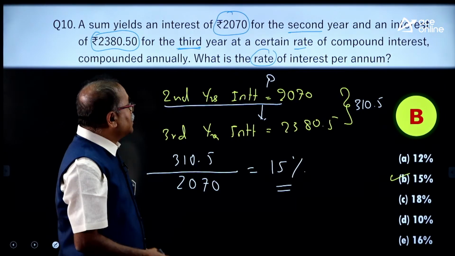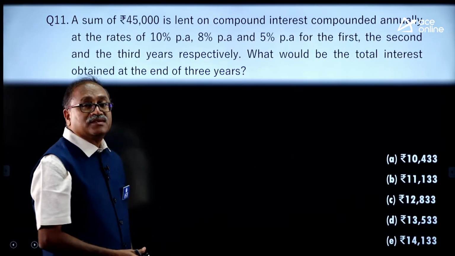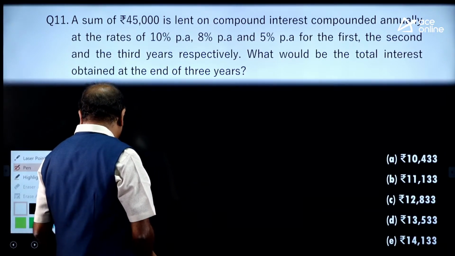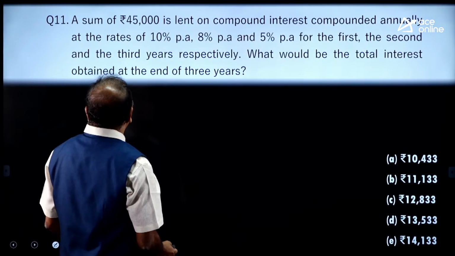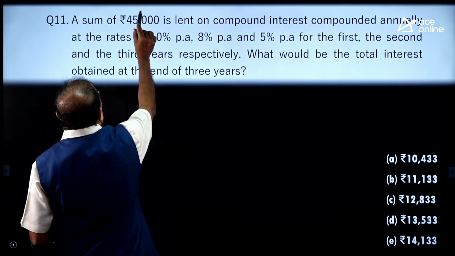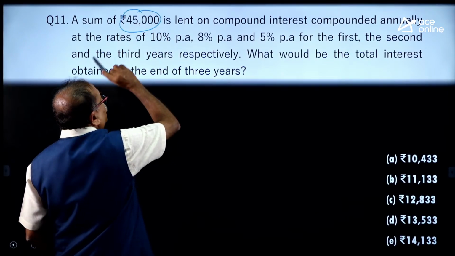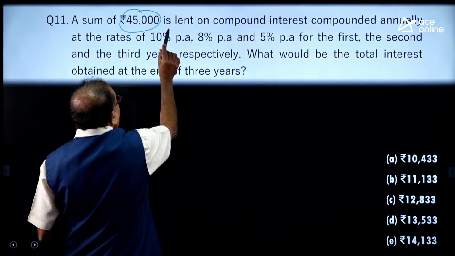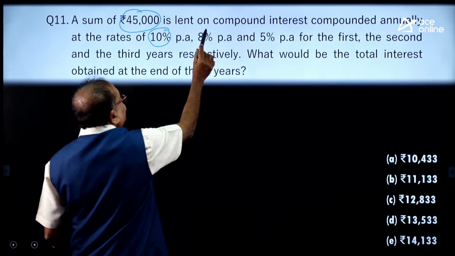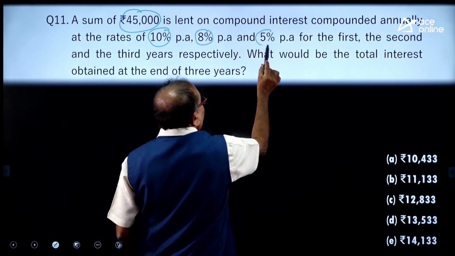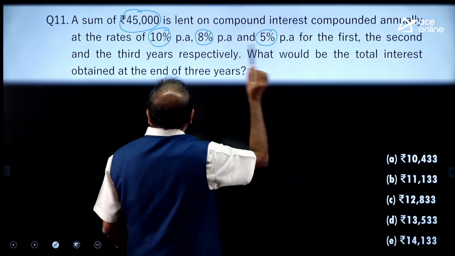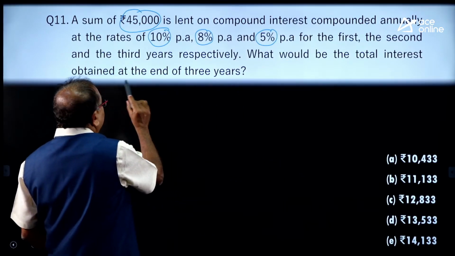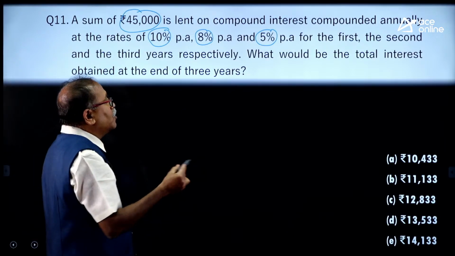Okay. The next question on the board is this. I will read the question and then give some time. A sum of rupees 45,000 is lent on compound interest. The annual rate is 10% per annum, 8% per annum and 5% per annum for the first, second and third year respectively. What would be the total interest obtained at the end of 3 years?